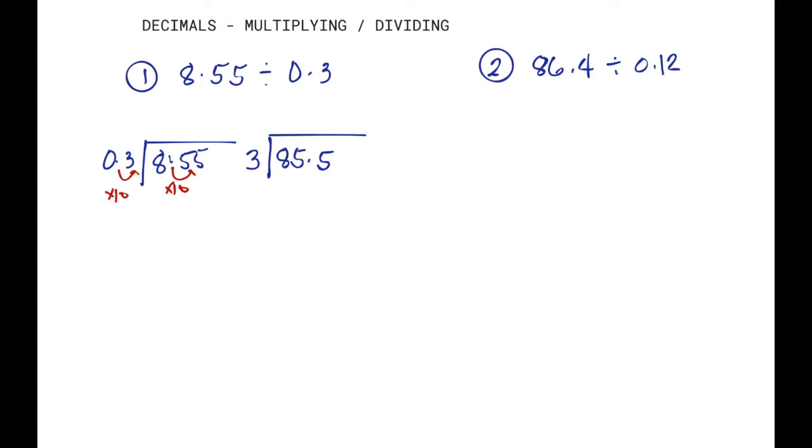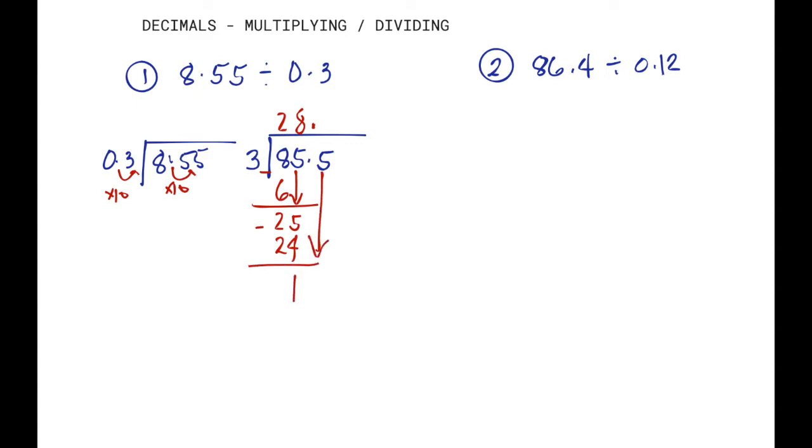This is now a whole number 3 as our divisor. So what we're going to do first is to write or locate our decimal point in the quotient side. It has to be vertically aligned to the decimal point of our dividend. So proceed. 8 divided by 3, it's a 2. 2 times 3 is 6. Subtract 8 minus 6 is 2. Bring down 5, we have 25. 25 divided by 3 is 8. 8 times 3 is 24. Subtract 25 minus 24, it's a 1.